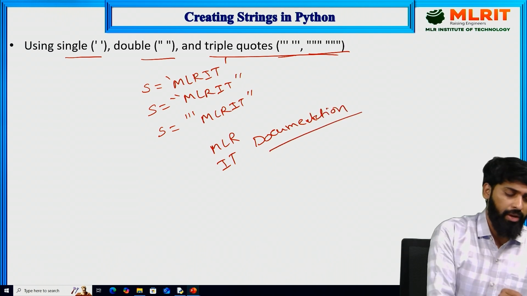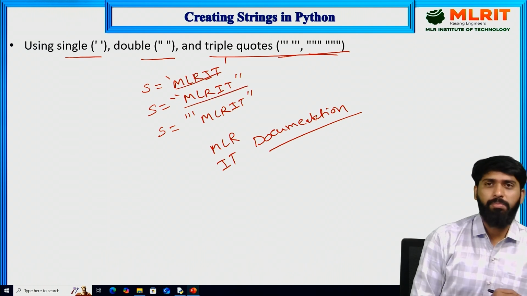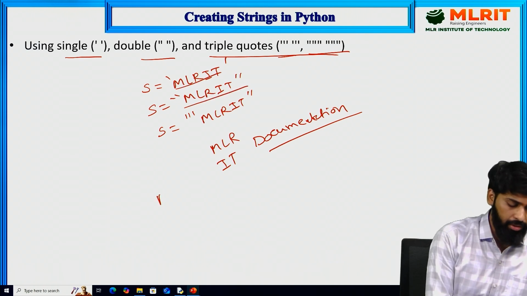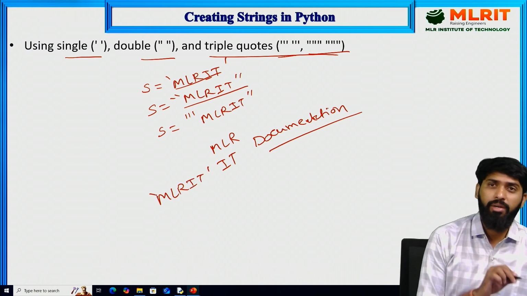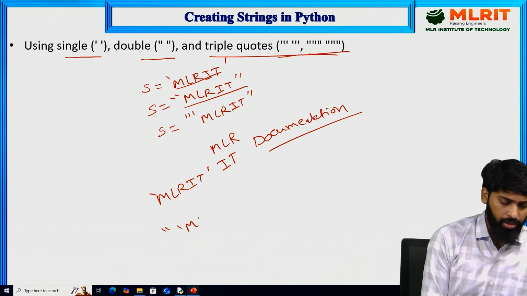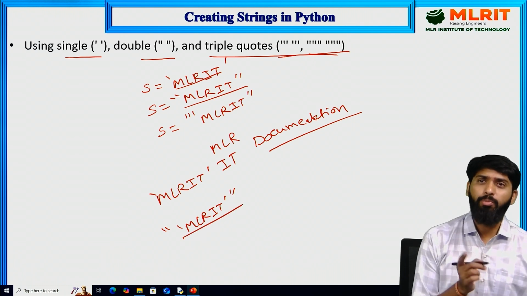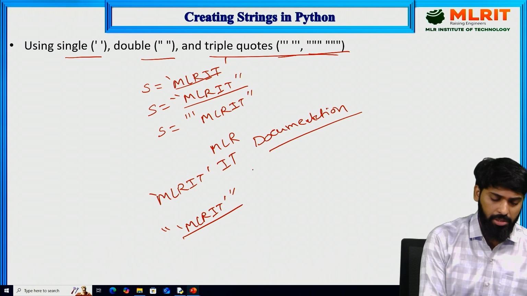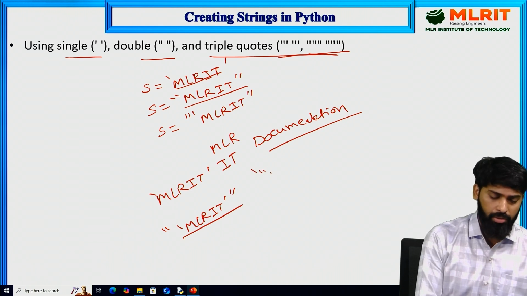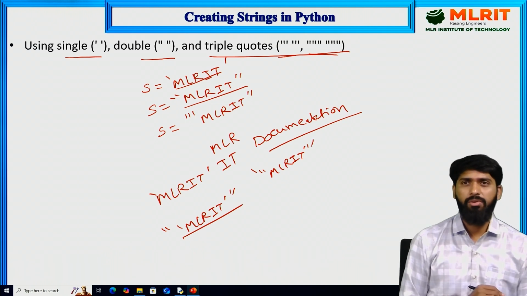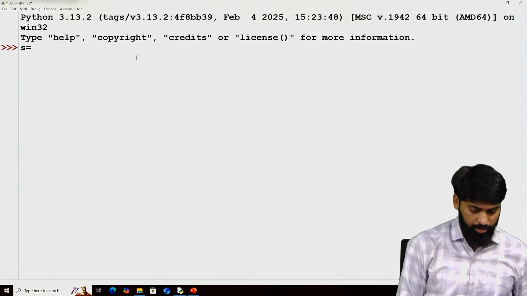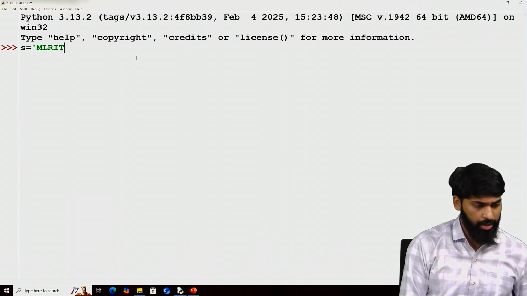Now why do we have two types, single and double? For example, if I want to print MLRIT in single quotation, then I define double quotation, single quotation, MLRIT, single quotation close, double quotation close. Now it prints MLRIT in single quotation. Now if I want to print MLRIT in double quotation, then start with single quotation, double quotation, write MLRIT, then double quotation close, single quotation close. So let us see. S equals to single quotation, I am writing MLRIT.